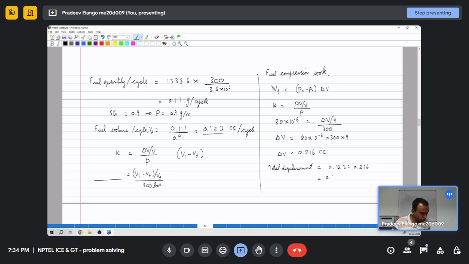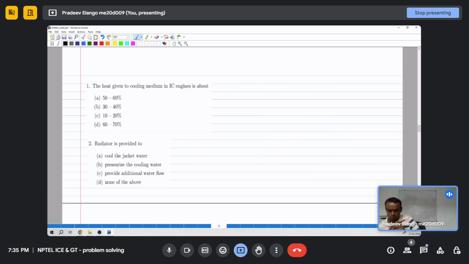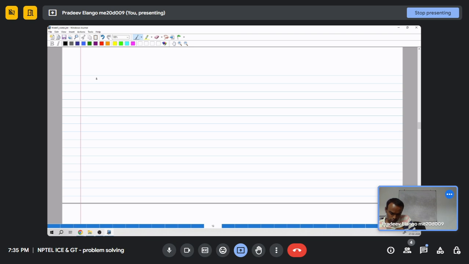That is 0.339 cc. So this is the total displacement by the plunger. Now we need to calculate the work lost in compression. So that is (P2 minus P1) into delta V, that is 300 minus 1 bar into delta V, which is 0.216 cc.